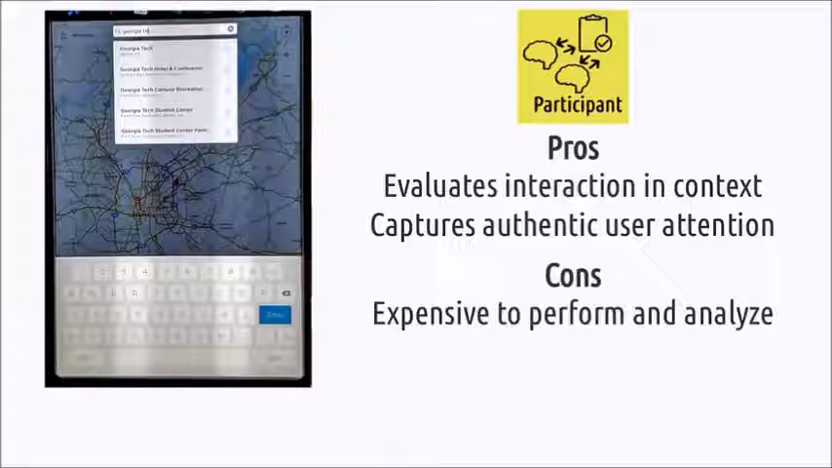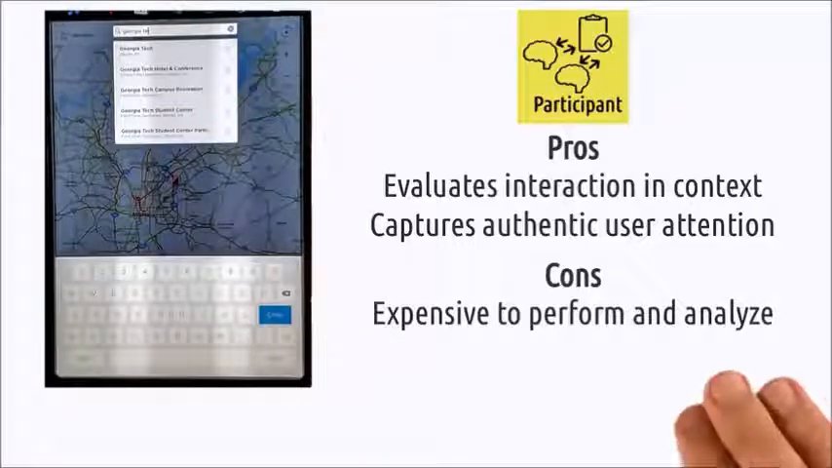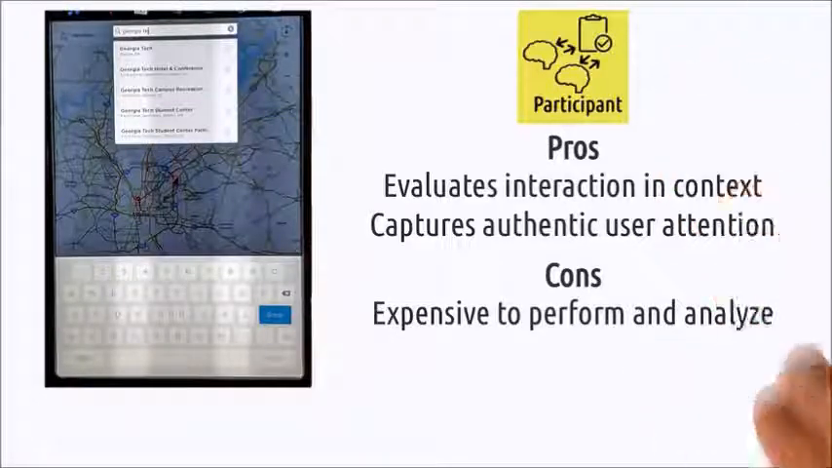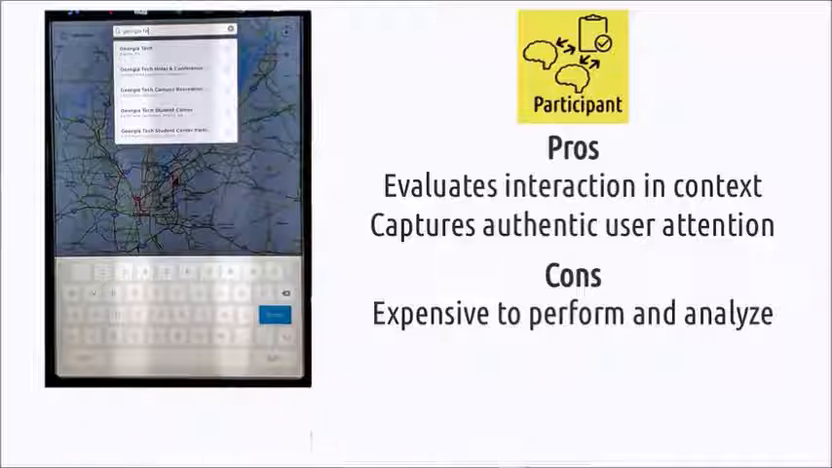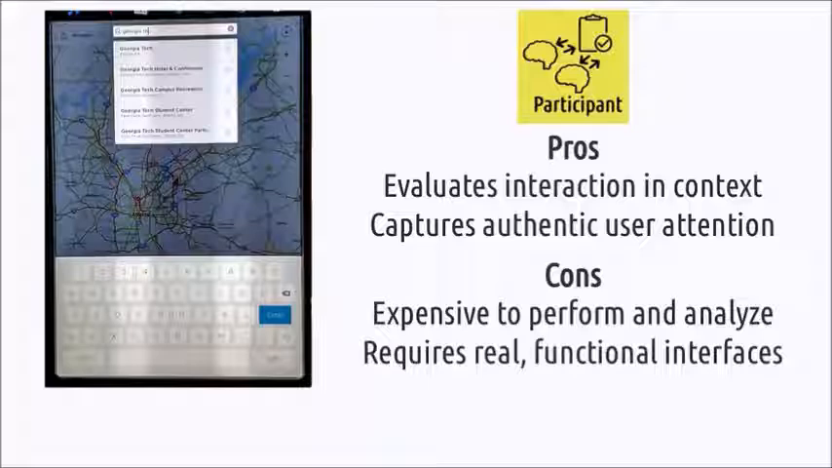Just as the predictor model suggested evaluations that were difficult to analyze, the participant model emphasizes evaluations that can actually be difficult to perform. To evaluate this interface in the authentic context in which it's used, we need to actually go right along with participants. And that's a lot harder to do than just sending out a survey or bringing people into our controlled lab environment. And it also means we need to have real, functional interfaces.